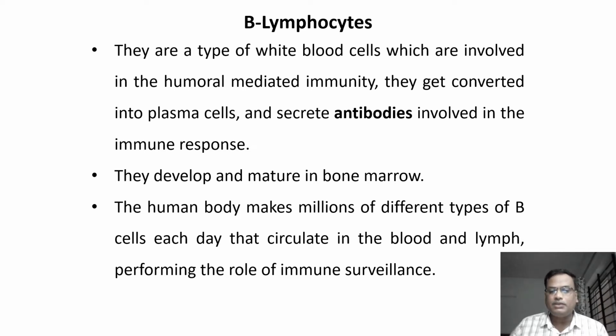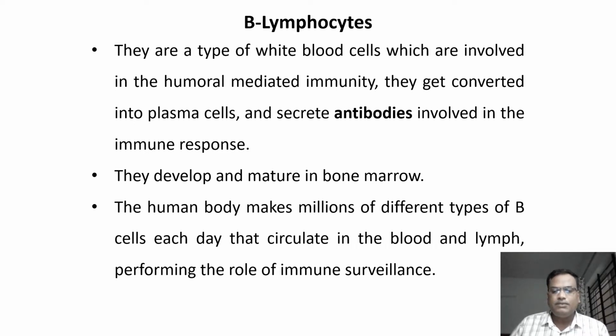They develop and mature in bone marrow. B lymphocytes are primarily produced in the bone marrow, and once they get sensitized or mature, they leave the bone marrow and they enter into the lymph or blood circulation. The human body makes millions of different types of B cells each day that circulate in the blood and lymph, performing the role of immune surveillance.